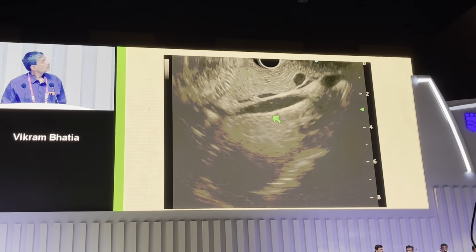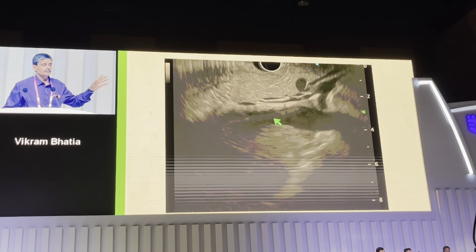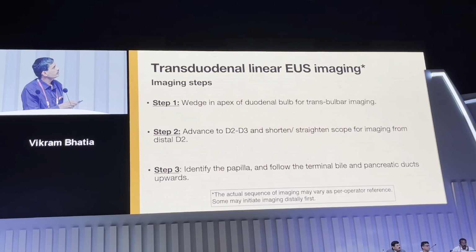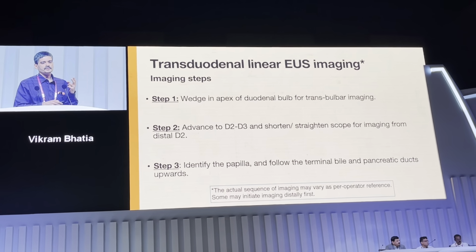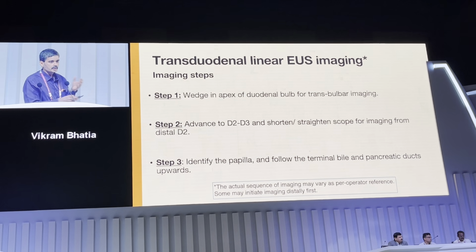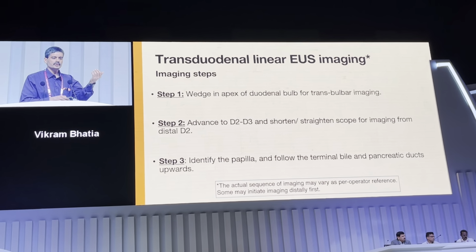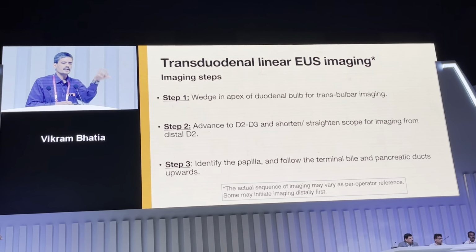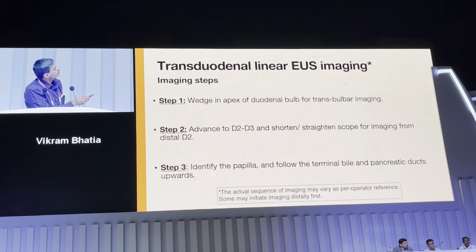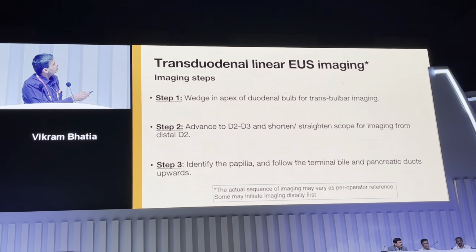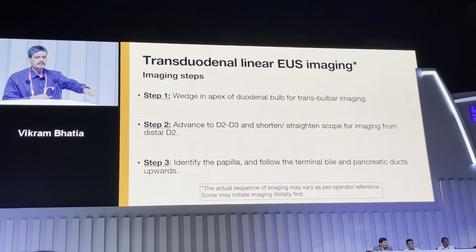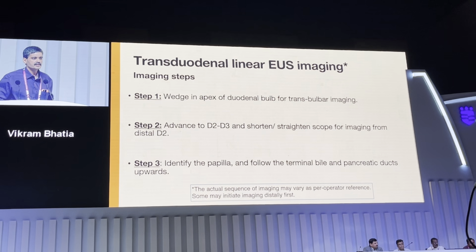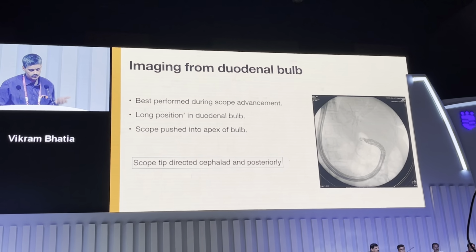Okay. So this was just an actual video illustrating the same, but I'll skip this. Now you go on into the duodenum, and there are basically 3 steps. As you cross the pylorus, your scope is in a long position. You inflate the balloon and you push in a little bit. So your probe now looks upward and behind, and you sort of wedge at the apex of the duodenal bulb. Step 2 is you deflate, advance to D2, D3 and shorten like a duodenoscope and start imaging. And step 3 is the papillary imaging, which you see as you withdraw.